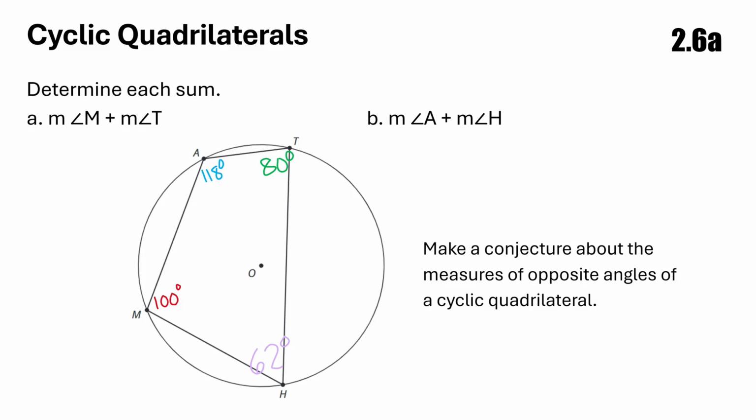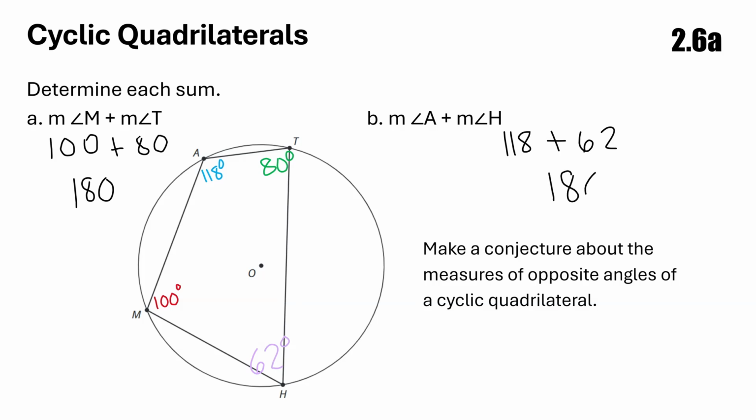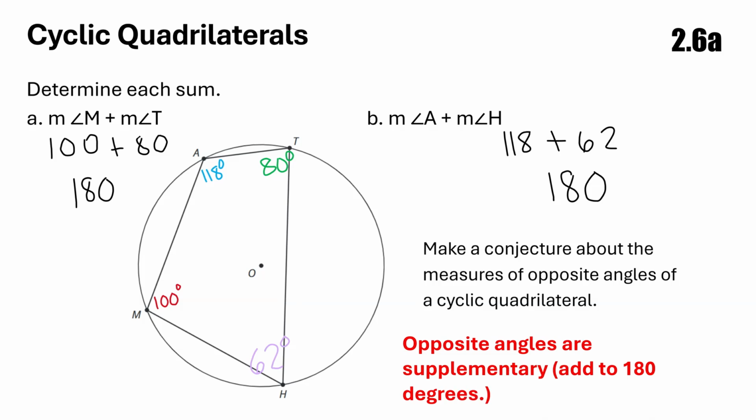This problem asks to find the sum of the opposite angles and to make a conjecture about the measures of opposite angles of a cyclic quadrilateral. Angle M plus angle T is 100 plus 80, which equals 180 degrees. Angle A plus angle H is 118 plus 62, which is 180 degrees. The conjecture is that since both opposite angle sums add to 180 degrees, then in a cyclic quadrilateral, opposite angles are supplementary.